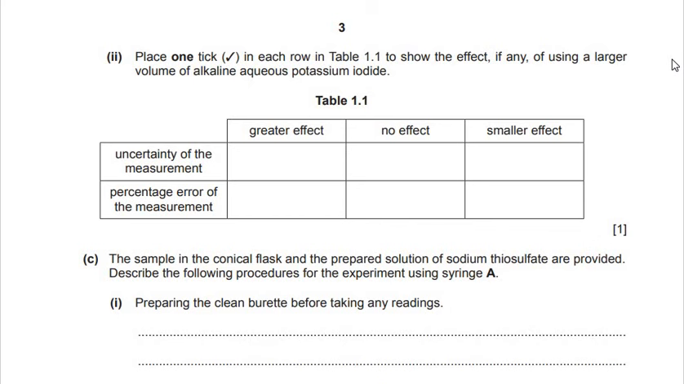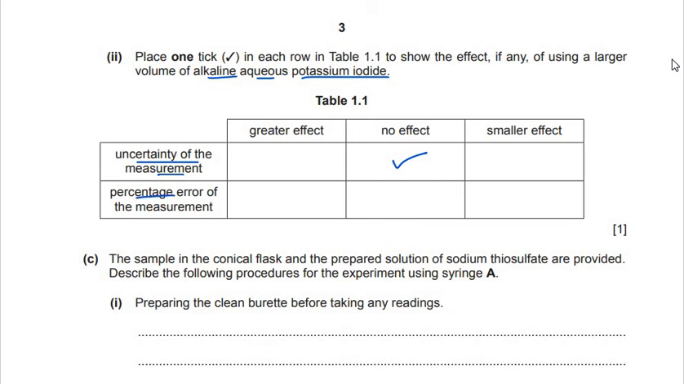Let's go ahead and see what the next question says. Place one tick in each row in table 1.1 to show the effect, if any, of using a larger volume of alkaline aqueous potassium iodide. So what if we use the greater volume? If we use the greater volume, the uncertainty of the measurement will have no effect. Why? Because uncertainty of a measurement is how wrong we measure it. But if we are using whatever volume, that doesn't make any difference, because the graduation will also remain the same. So no effect on the uncertainty.